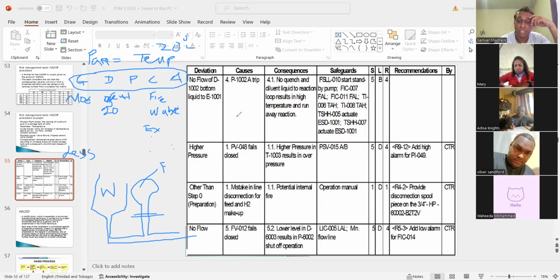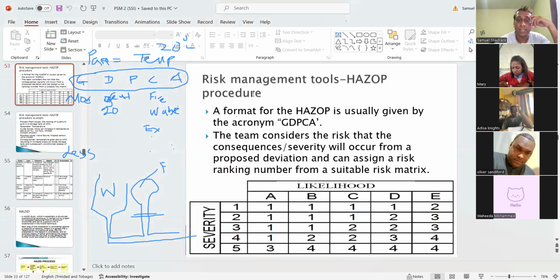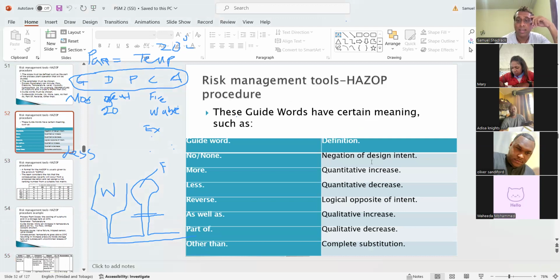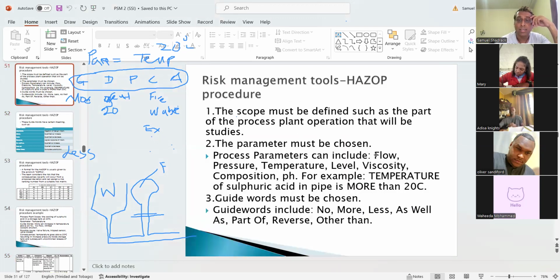It was only PowerPoint, just to get this slide to go back to it. But you can write it down, right? A HAZOP is used in the design stage. You see that here, right? Design intent, right?